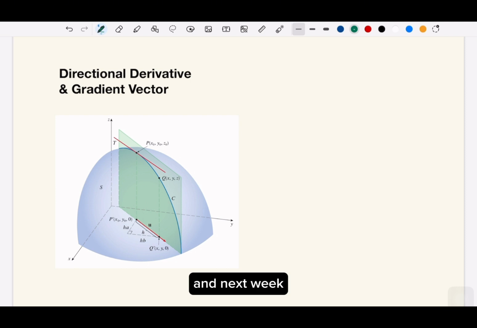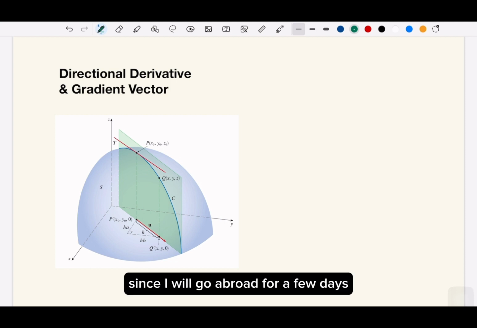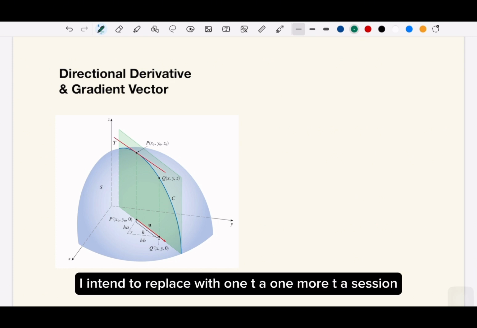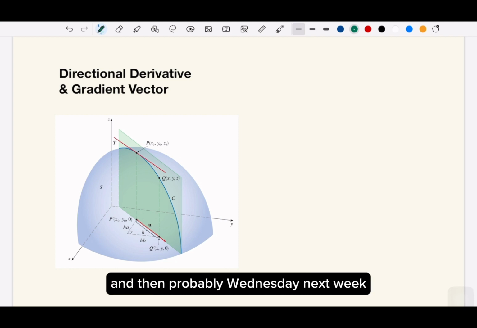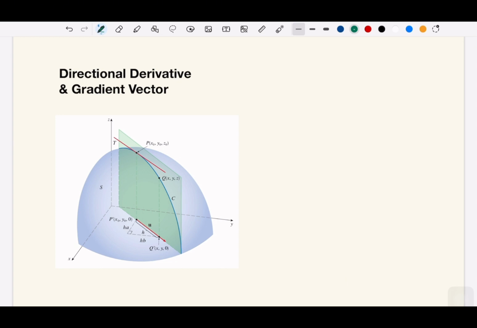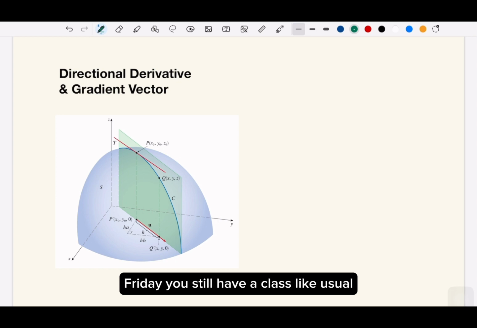And next week, since I will go abroad for a few days, I think there will be no Wednesday or Thursday class, but I intend to replace it with one more TA session. So Monday you have TA, and then probably Wednesday next week another TA class, a 2-hour TA class. But Friday, I think I will be here, so you still have a class like usual.